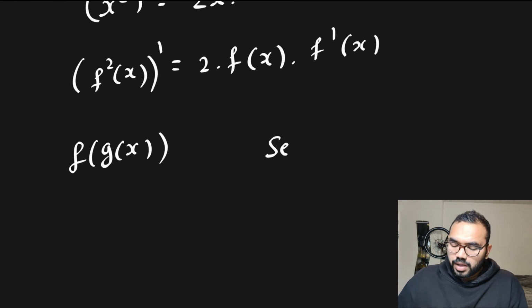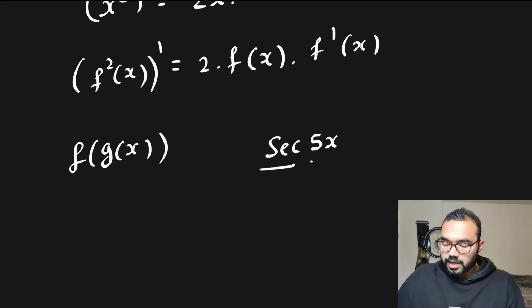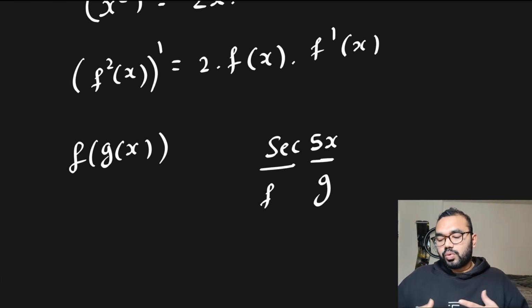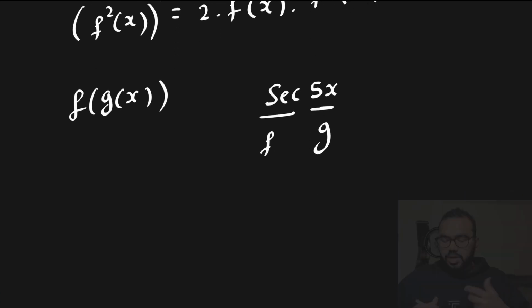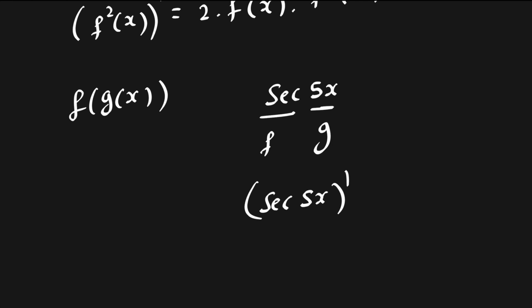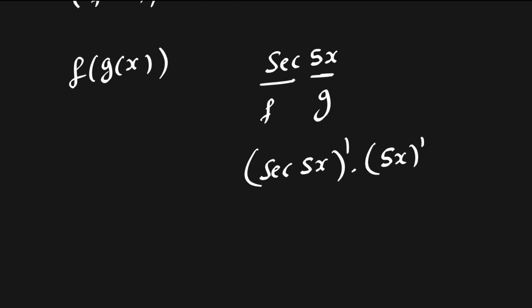For example, secant of 5x, right? Secant is one function and 5x is one more function. Secant of 5x, secant is f and 5x is g. So that's why we have two functions clubbed together. If I say secant of 5x derivative, what are we gonna do? First, we will derive secant 5x, and then derive 5x as well, right? So first we're deriving the outermost function f, and then we are going to the inner function.